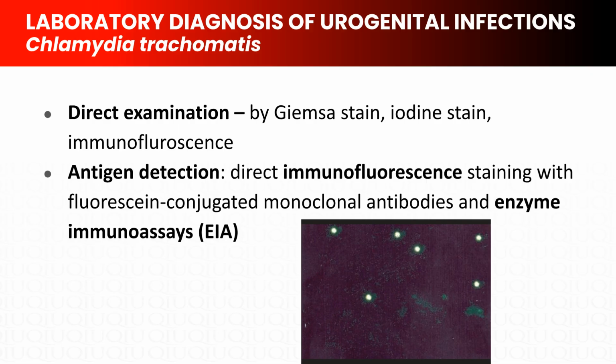EIAs are more convenient than immunofluorescence because they can be automated and don't require fluorescence microscopy. However, they're generally less sensitive than molecular methods and can occasionally give false positive results due to cross-reactivity with other bacteria. Both direct examination and antigen detection methods have been largely superseded by nucleic acid amplification tests in most clinical settings, though they may still be used in resource-limited settings or when molecular testing is unavailable.